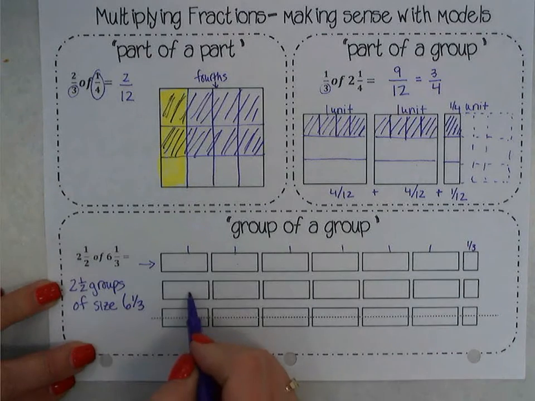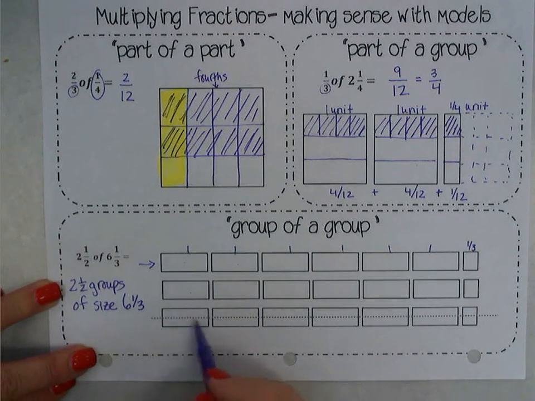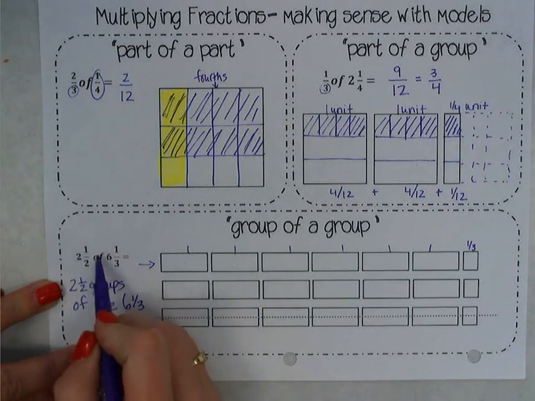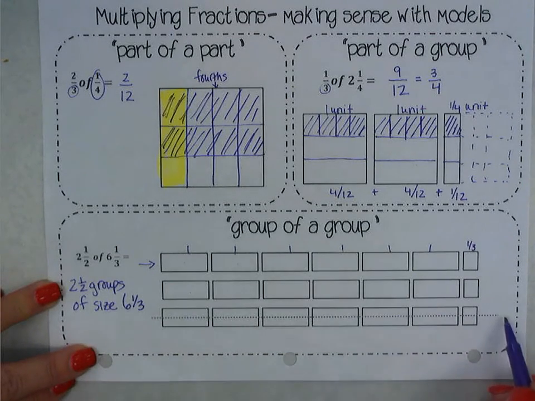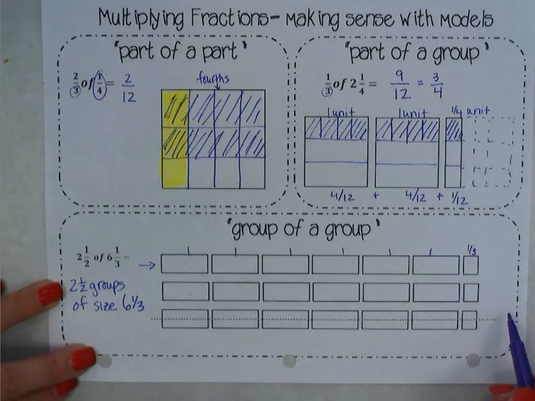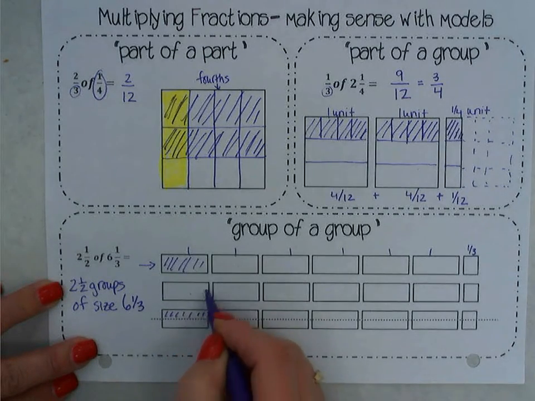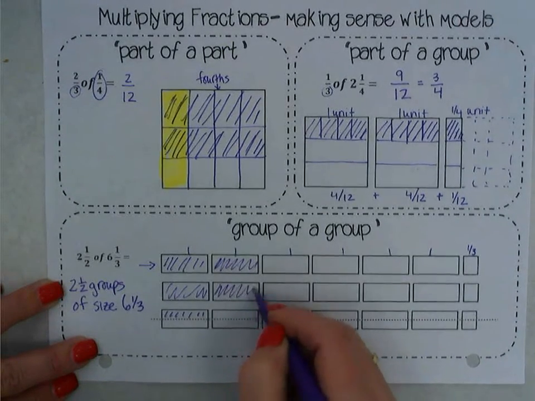Here's my second group, also of size 6 1/3. And then I have a third group of 6 1/3. But remember, I don't need 3 groups, I only need 2.5. So I've sliced this in half with my dotted line there. So what I'm really looking at here is everything that I shade. This will give me my answer.